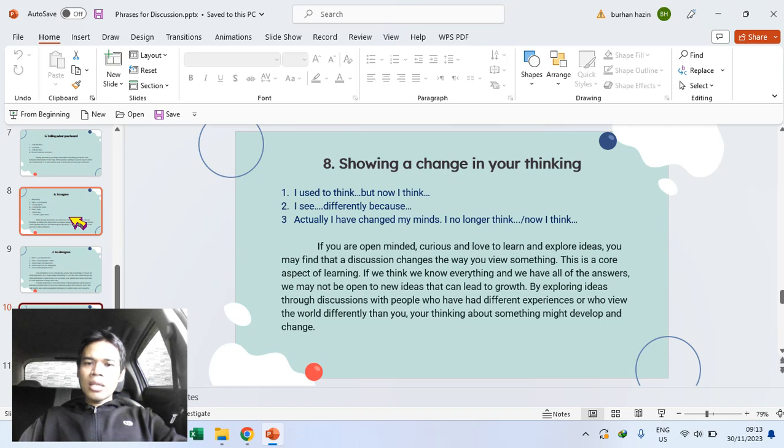Alright, and if you are open-minded, curious, and love to learn and explore ideas, you may find that the discussion changes the way you view something. This is a core aspect of learning. If we think we know everything and we have all of the answers, we may not be open to new ideas that can lead to growth. By exploring ideas through discussions with people who have had different experiences or who view the world differently, your thinking about something might develop and change.